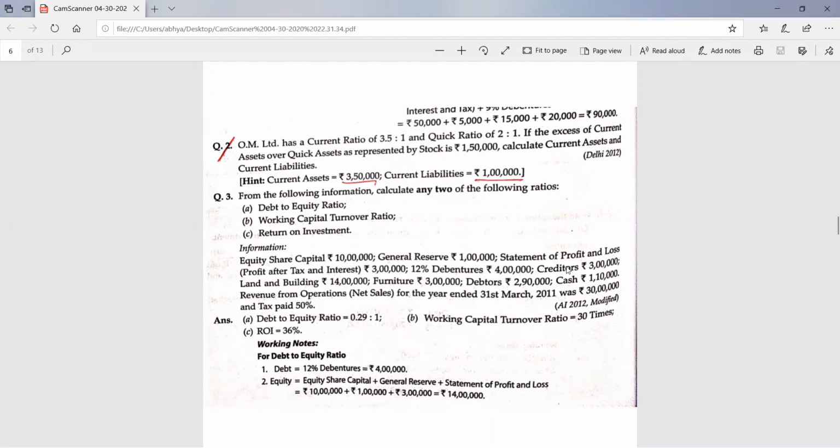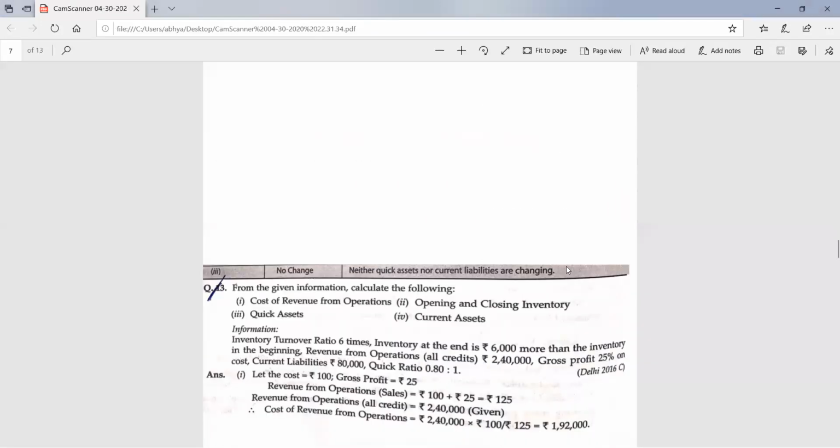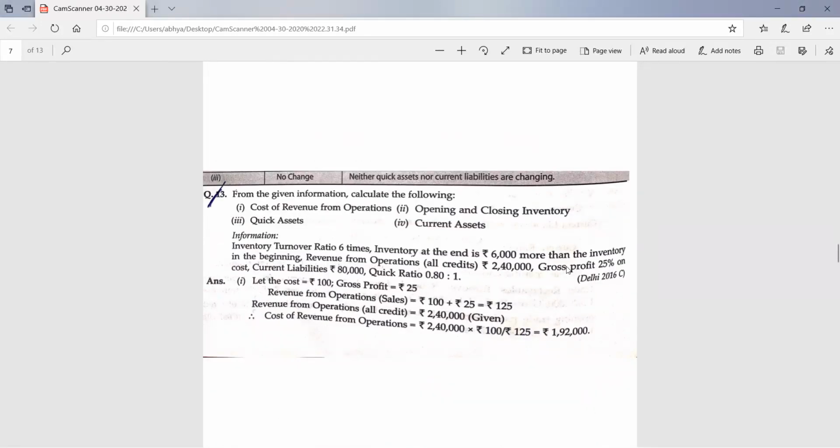Current assets 3,50,000 and current liabilities 1 lakh. And I think now the last one question is left. This was from the given information, calculate the following: cost of RFO, opening and closing inventory, quick assets, current assets. Inventory turnover ratio is given 6 times. Closing inventory is given 6,000 more than the inventory in the beginning. Suppose we are taking opening inventory X, then the closing inventory will be X plus 6,000.